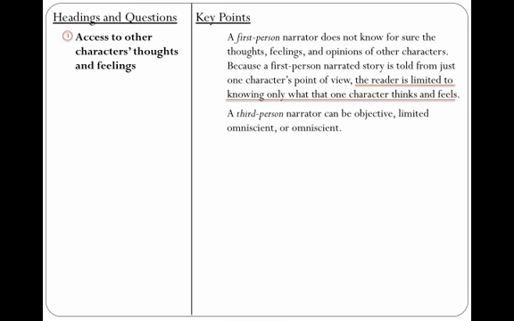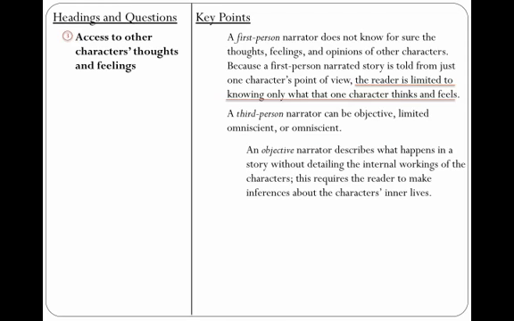A third-person narrator can be three things. It can be objective, limited omniscient, or omniscient. Now let's go through each of these different types of access that a third-person narrator can have and explain them in detail. So an objective narrator describes what happens in a story without detailing the internal workings of the characters. This requires the reader to make inferences about the characters' inner lives.